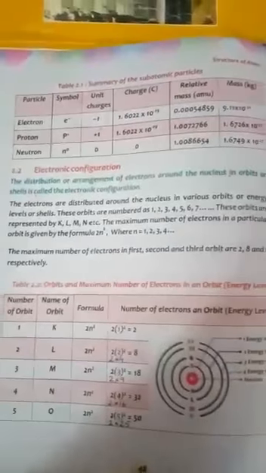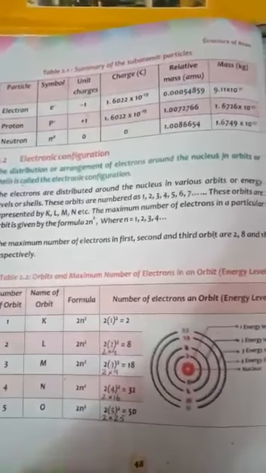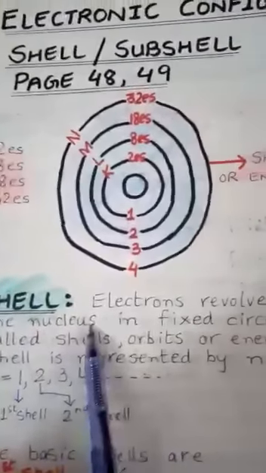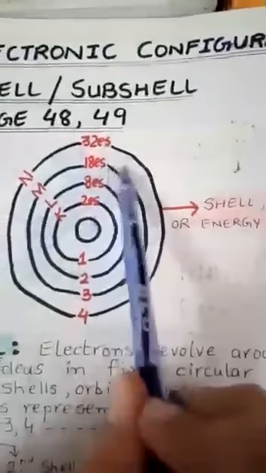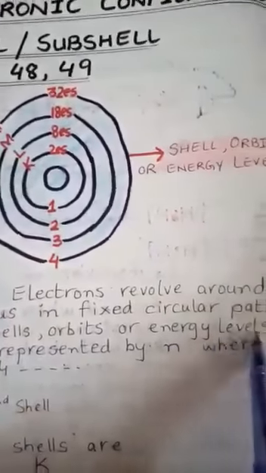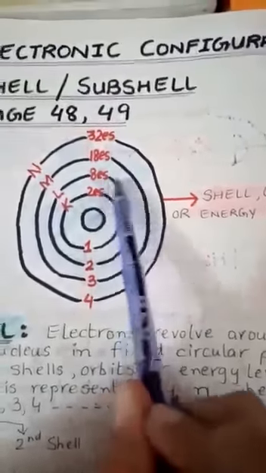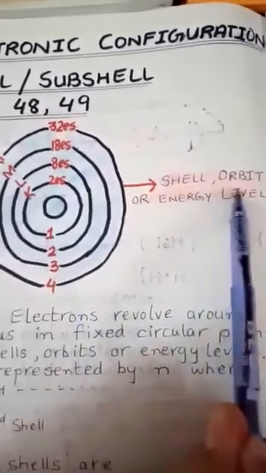Dear students, today's topic is electronic configuration. But before starting with this topic, let's discuss what is a shell. Shell. Electrons revolve around the nucleus in fixed circular paths. Now these are the circular paths you can see over here called shells, orbits or energy levels. So we say that electrons are revolving around the nucleus in these circular paths, and these circular paths are known as shells, orbits or energy levels.